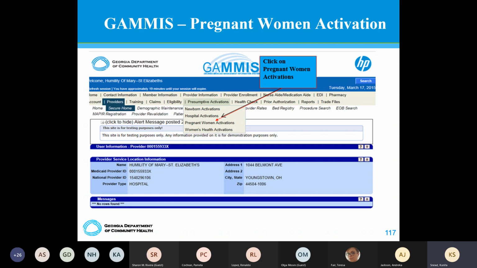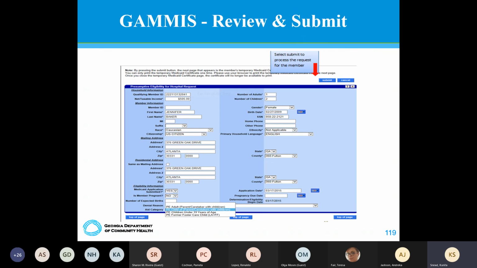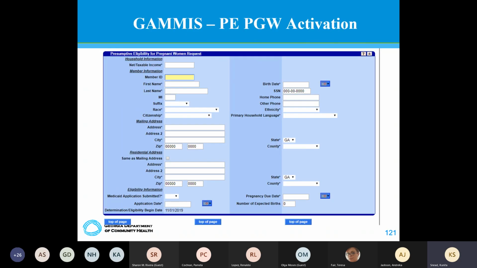Okay, for pregnant women activation, if you have an individual that you approve for pregnant women, then you need to go up on the pregnant women activation this time. Once you go up on the pregnant women activation, this screen kind of looks the same, but it's not really the same. Hold on one moment. That's the wrong one. It's supposed to be right here. So pregnant women activation is this screen right here.